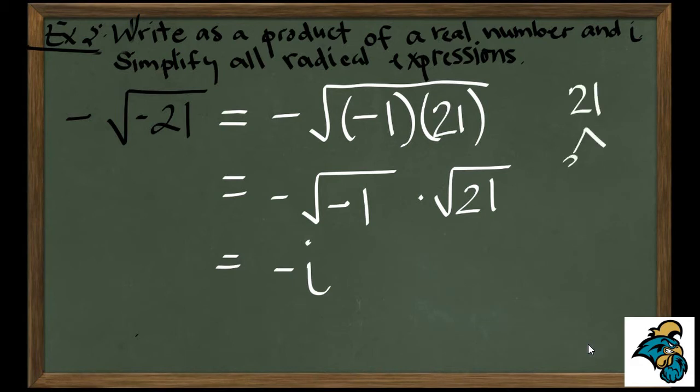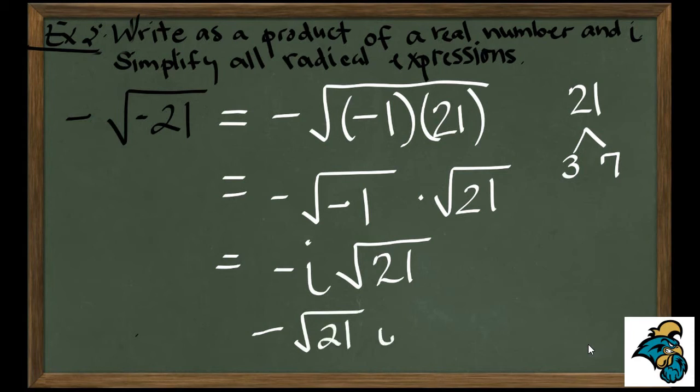21 is broken down into 3 and 7. It can't be broken down any further, and we have no perfect squares. So unfortunately, this square root of 21 is stuck as is. So I'm going to just rewrite the square root of 21. So -i root 21. Generally, we usually write the i last, but this isn't incorrect the way we have it written. It's just not the formal way. So our final answer is -root 21 i. And the key is to make sure that you do not have that i under the radical.